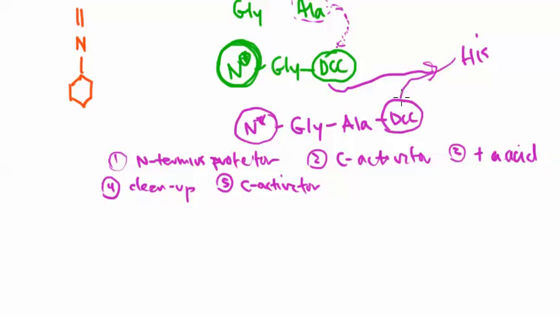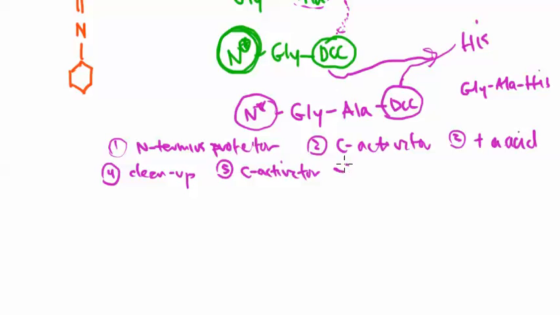So histidine will come in, kick DCC off, and now I've got a tripeptide in the order that I wanted it. So then I would have to do the cleanup process again, and then I would C activate it again. So these two steps, you wash and repeat, just like the shampoo in your hair. So wash and repeat, follow the directions.